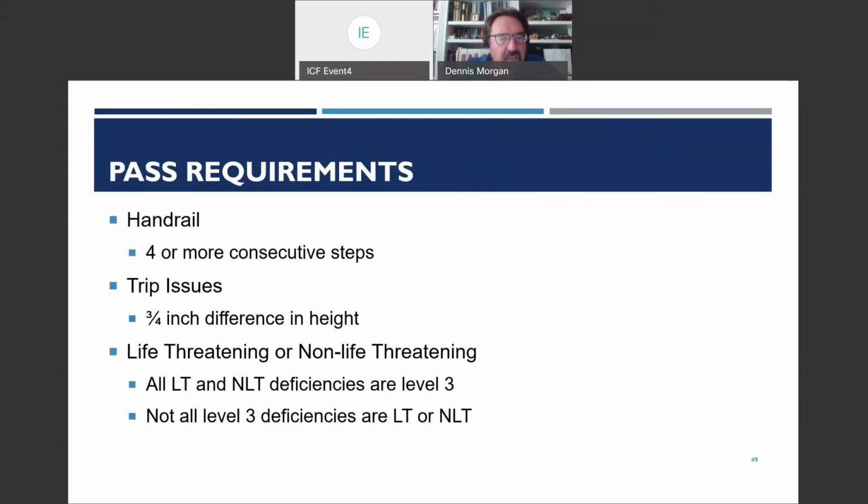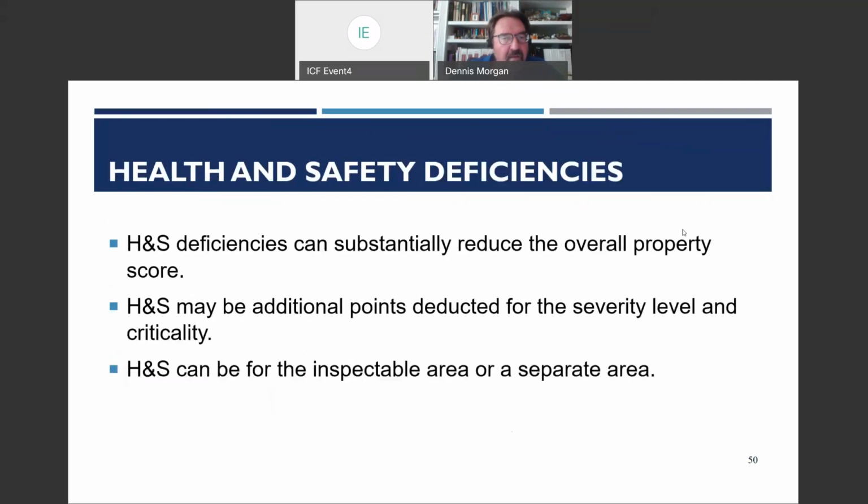And all LTs and NLTs are going to rise to the level of 3, but not all level 3s are LTs or NLTs. Now, how am I going to know that? Because it's going to be in the dictionary of terms. It's going to be in the protocol as well.